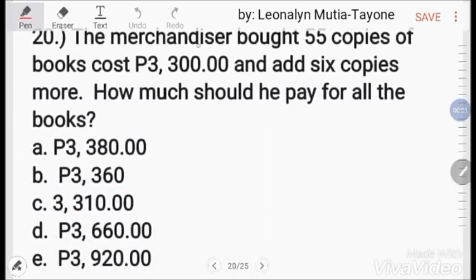Number 20. The merchandiser bought 55 copies of books cost 3,300. 55 copies yan. And add 6 copies more. How much should he pay for all the books?